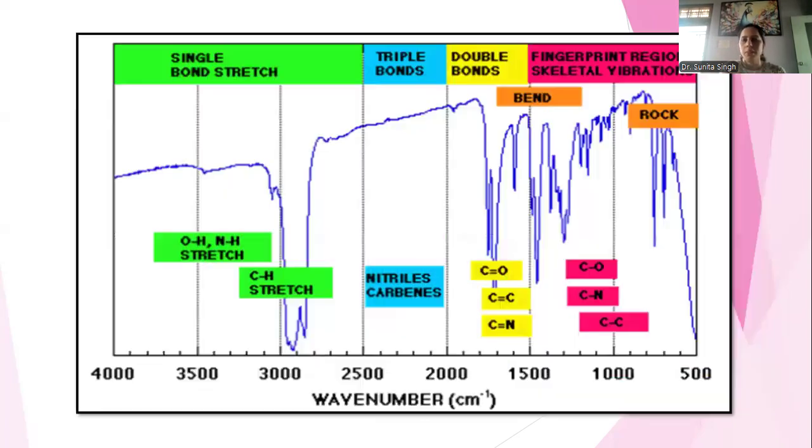This is the spectrum, how it looks. We have sharp peaks as well as broadened peaks. You can see the single bond stretch in green, triple bonds in blue, double bonds in yellow, and the fingerprint region, skeletal vibrations, in pink.